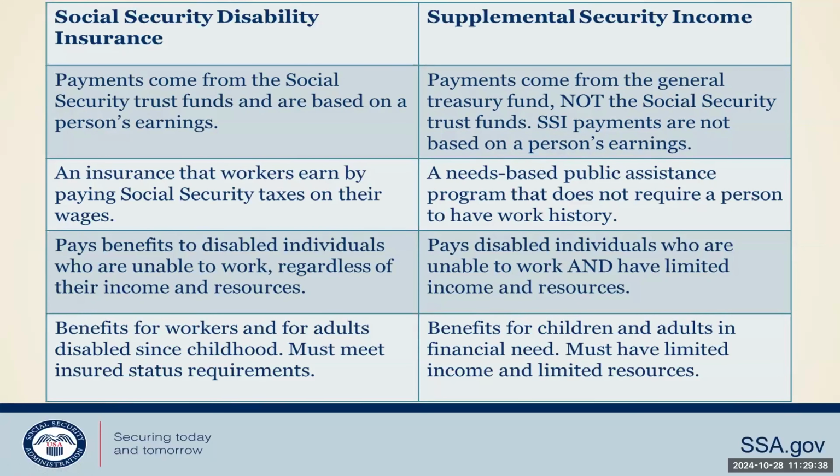SSI is a needs-based program. It does not come from the Social Security Trust Fund. It is affected by income and resources. If you're under 65, you have to be found disabled, and you have to meet those limited income and resource guidelines. And children can be found disabled under the SSI program who meet limited income and resources. So just a compare and contrast here.